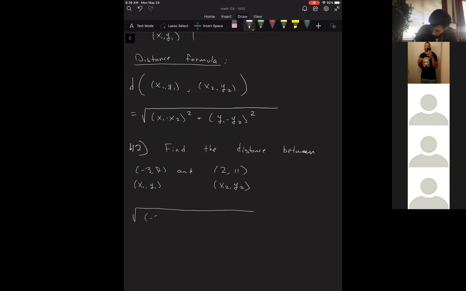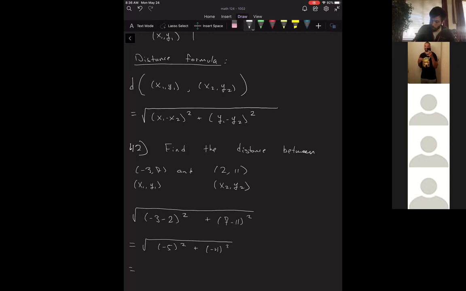So it's going to be minus 3 minus 2 squared. And now subtract the y values. So 7 minus 11 squared. Okay, so what's this equal to? Minus 3 minus 2, that's minus 5. So we have minus 5 squared. 7 minus 11, that's minus 4. So minus 4 squared.